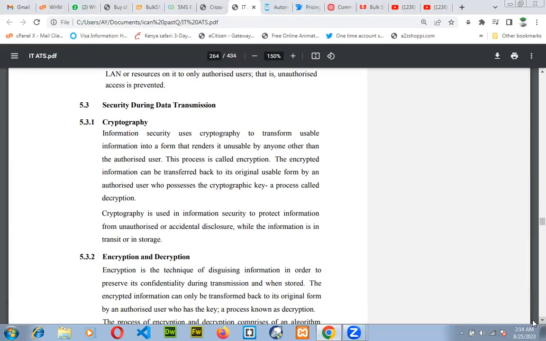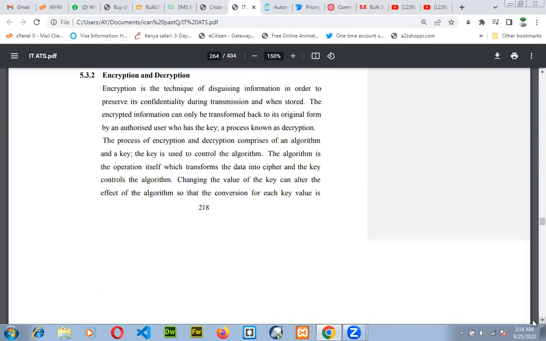A decryption is a method or a mechanism or a device that can decrypt the code which you sent on a network which has been encrypted. That encryption, the characters there, is not understandable to the normal human eye, but it's only the system designed to read it. That's decryption that can do that. So encryption is a technique of disguising information in order to preserve its confidentiality during transmission and when stored. That is encryption.